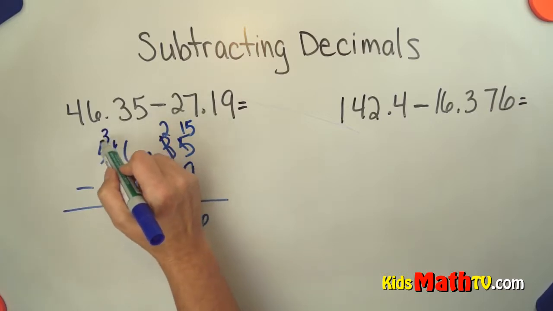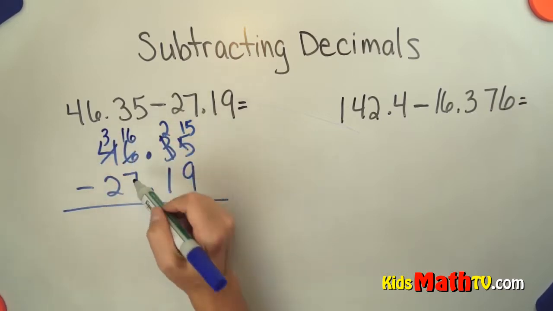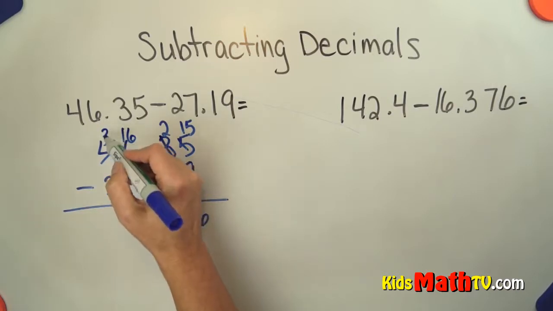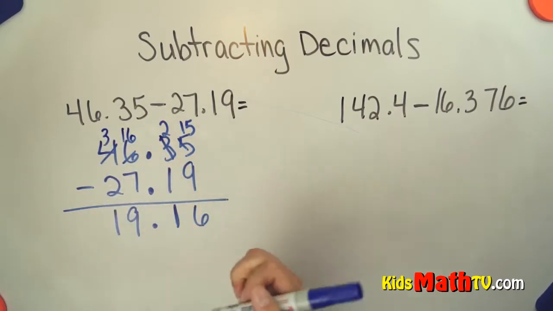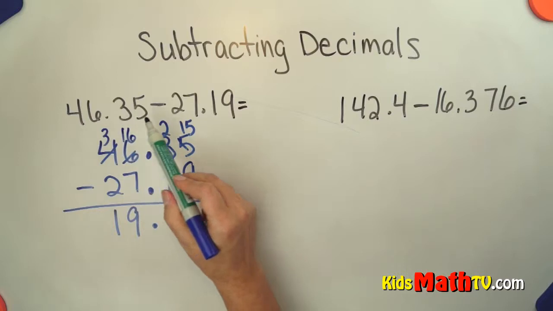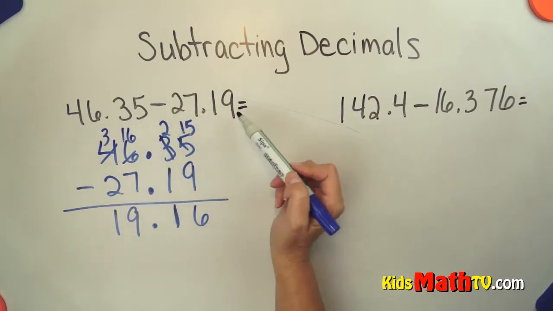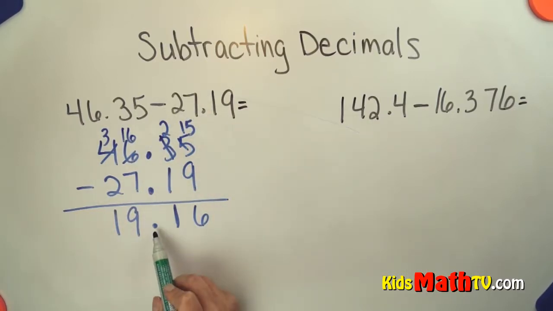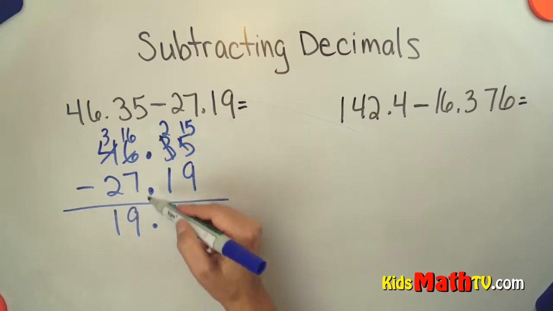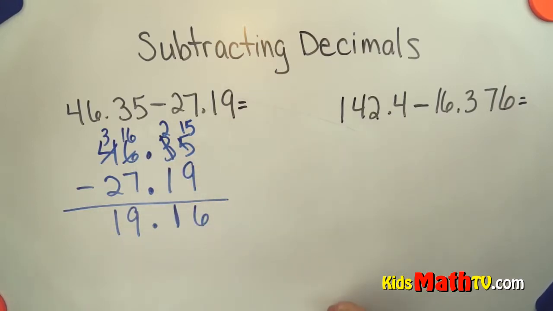I have to borrow here. 16 minus 7 is 9. And 3 minus 2 is 1. So 46 and 35 hundredths minus 27 and 19 hundredths is 19 and 16 hundredths. Remember, we just line up our decimals and then subtract.